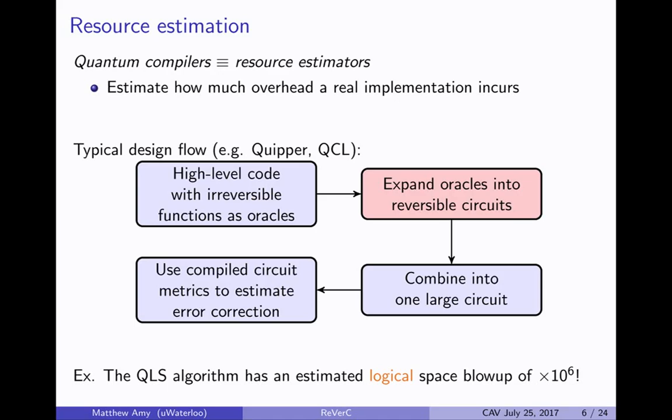And just to give you an idea of how much overhead you actually get from this red segment here, expanding classical functions into reversible, the quantum linear systems algorithm expands every 1 bit into 1,000,000 bits in one estimate, which is huge. It's terrible. So we really want to get the space use down for these reversible algorithms.